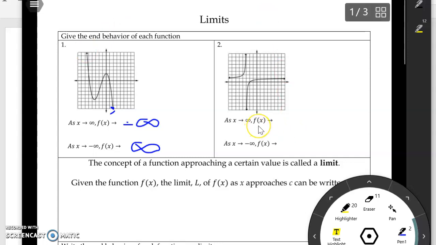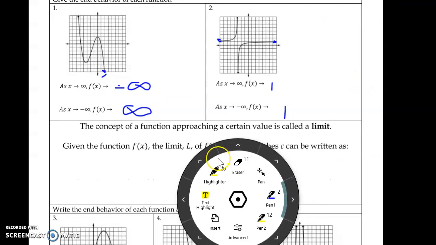As x approaches infinity, f of x is approaching what value? So this time we see as x is approaching infinity, going to the right, f of x is approaching this value here. F of x is approaching the value of 1. As x approaches negative infinity, f of x is approaching 1. So hopefully you guys remember this concept.